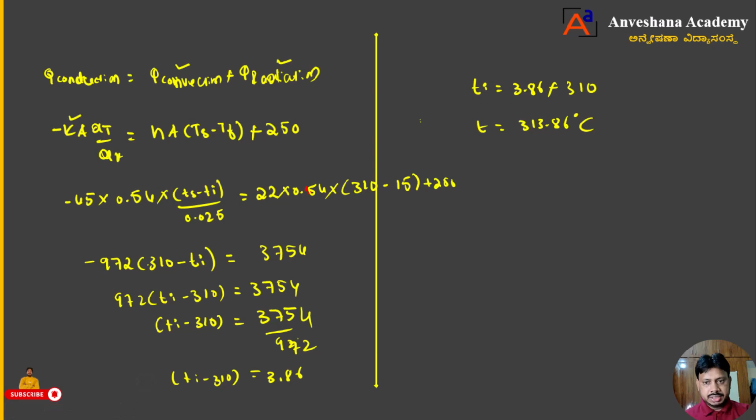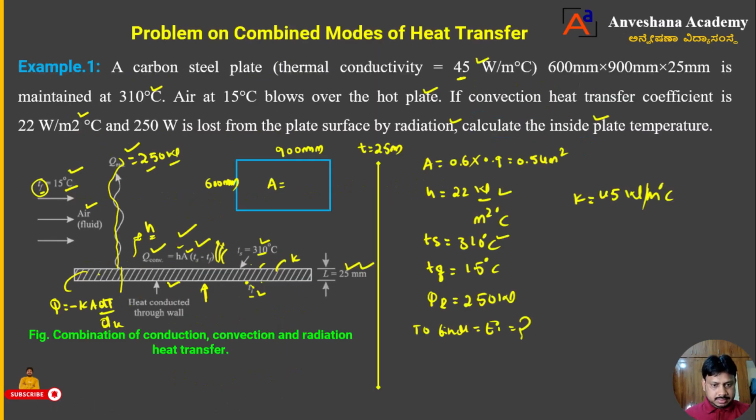The temperature of, that is Ti, right? That means the temperature of the plate inside is 313.86 degree Celsius. Here it is higher and here it is lower. Hence the problem is correct. This is how to calculate the inside temperature of the plate for a combined mode of heat transfer.